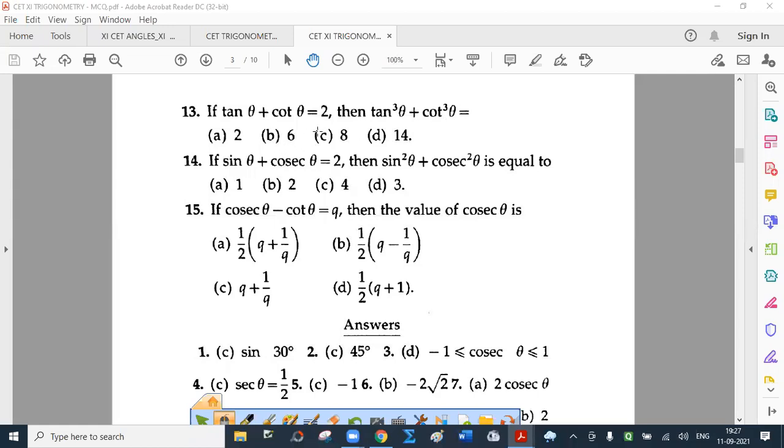Sum number 3. Tan theta plus cot theta is 2. Then what is tan cube plus cot cube? I hope you won't say it by cubing, so tan cube plus cot cube is 2 cube, that is 8. That is absurd. (a plus b) cube is not a cube plus b cube.